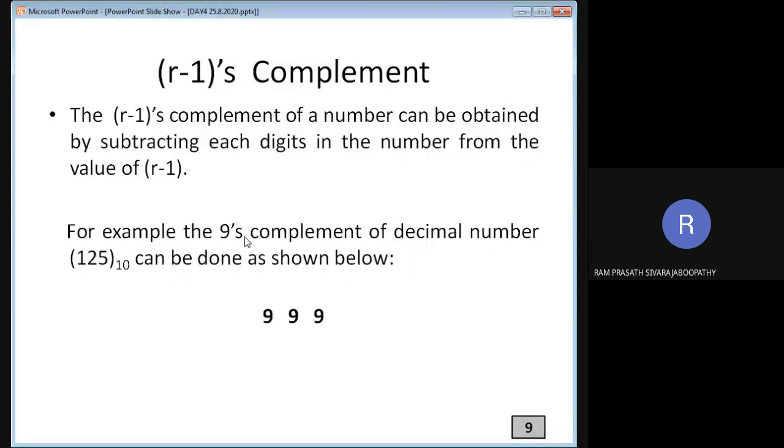999. As it is a 3-digit number, I am putting three 9's. Then I am writing the number 125 and subtracting it. What do we get? 874. So this is the 9's complement of the decimal number 125. Do all of you understand it? Just simply subtract each digit from the value 9. That's it.